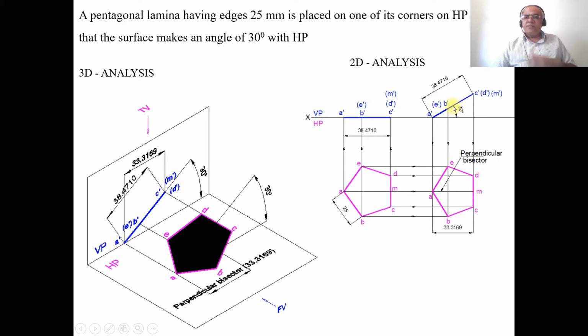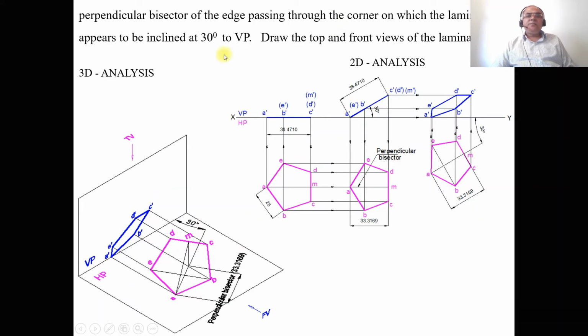And as the surface becomes inclined at 30 degrees to HP, the perpendicular bisector passing through this edge becomes apparent in length. Then he says the perpendicular bisector of the edge passing through the corner on which the lamina rests appears to be inclined at 30 degrees to VP. Since he has given 'appears', that means it looks like the inclination appears to be 30 degrees to VP. So obviously he has given the apparent inclination, as we know that this is in the apparent length.